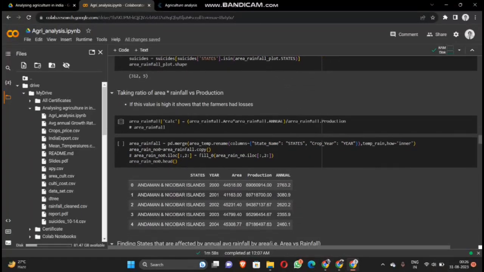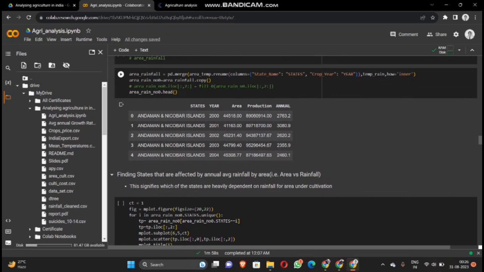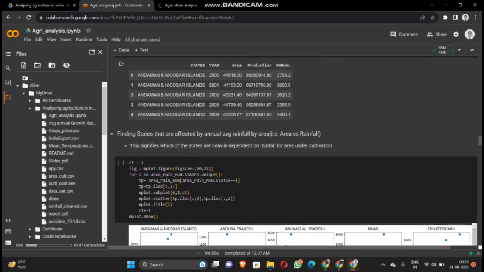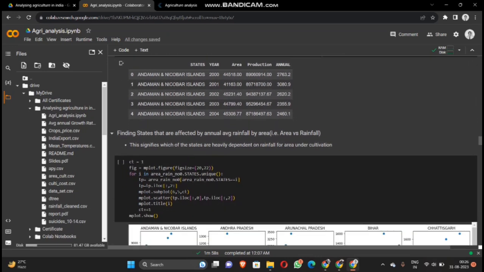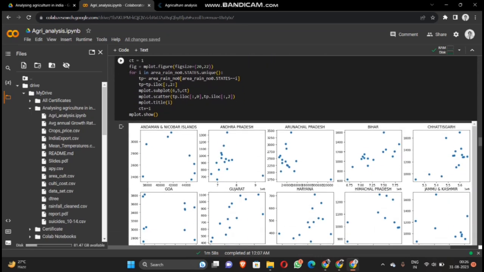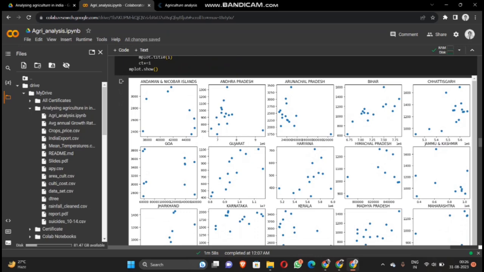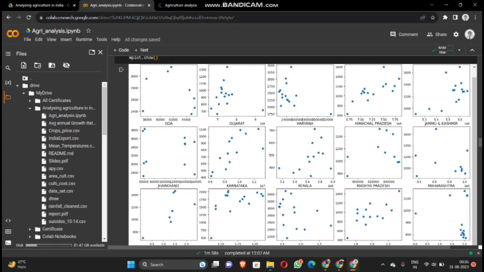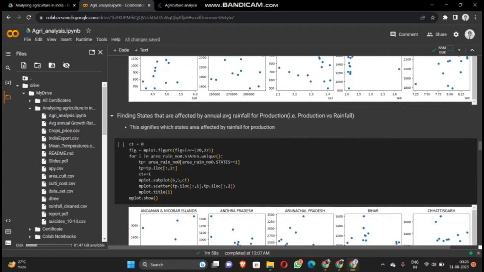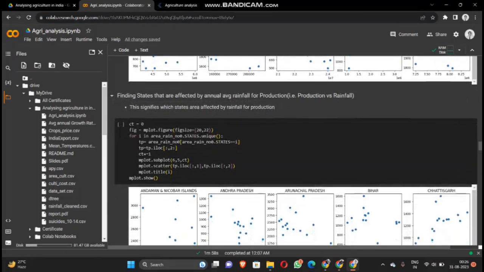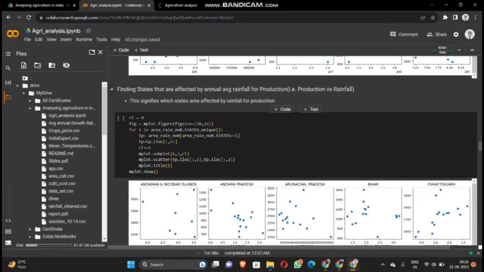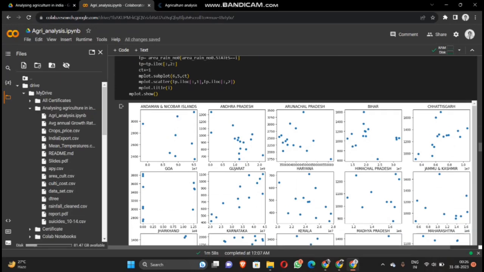Now we are considering the ratio of area into rainfall versus production to find the other needs. Now we are finding the states that are affected by annual average rainfall. Basically, this signifies which of the states are heavily dependent on rainfall per area under cultivation. So it is a scatter plot for visualizing it. Now we are considering the production versus rainfall scatter plots.